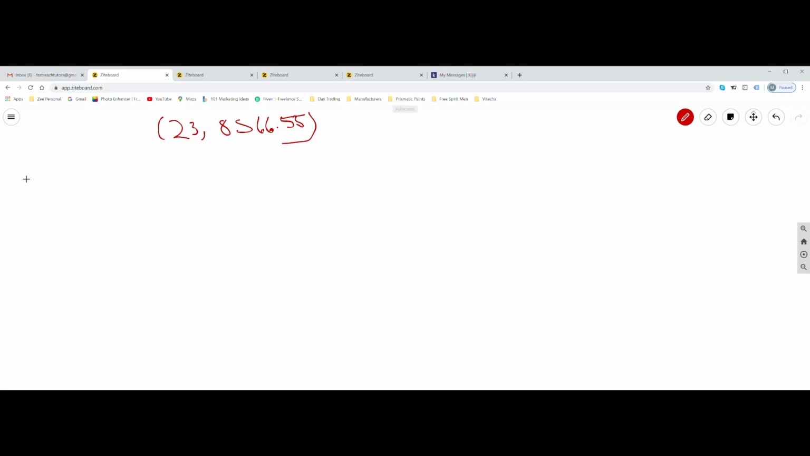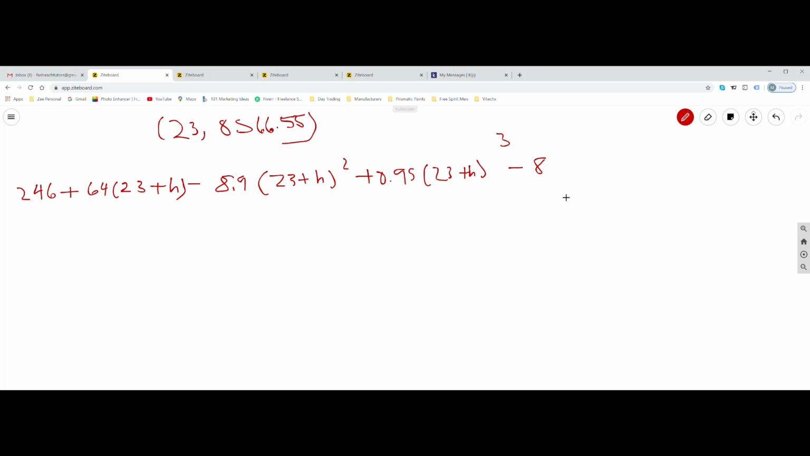So we have 246 plus 64, 23 plus h minus 8.9, 23 plus h squared plus 0.95, 23 plus h cubed minus 8,566.55.